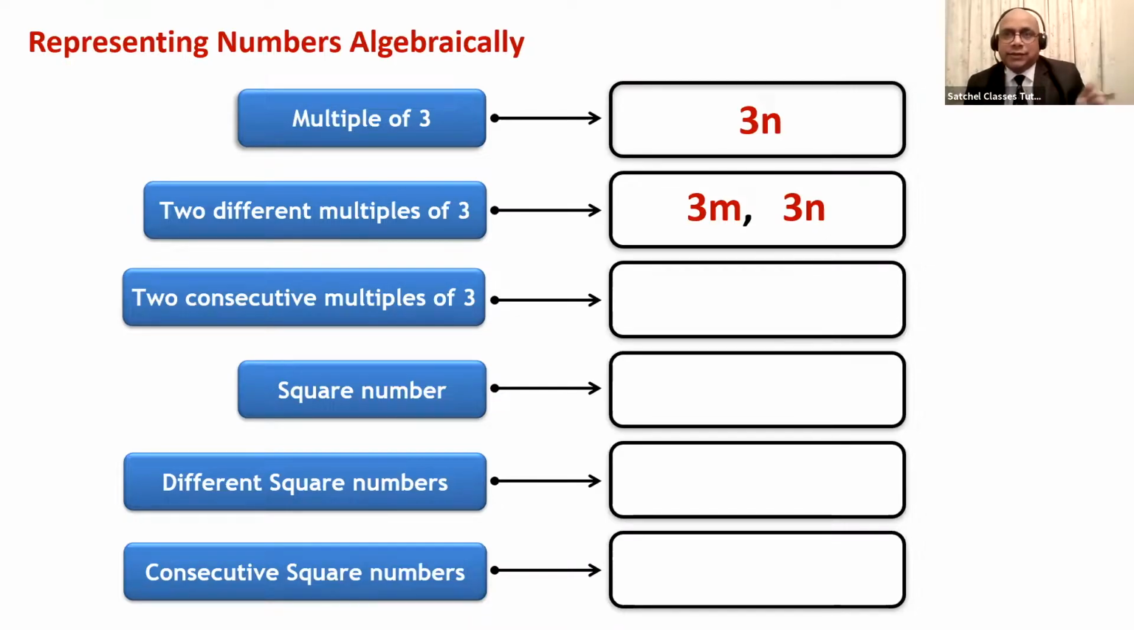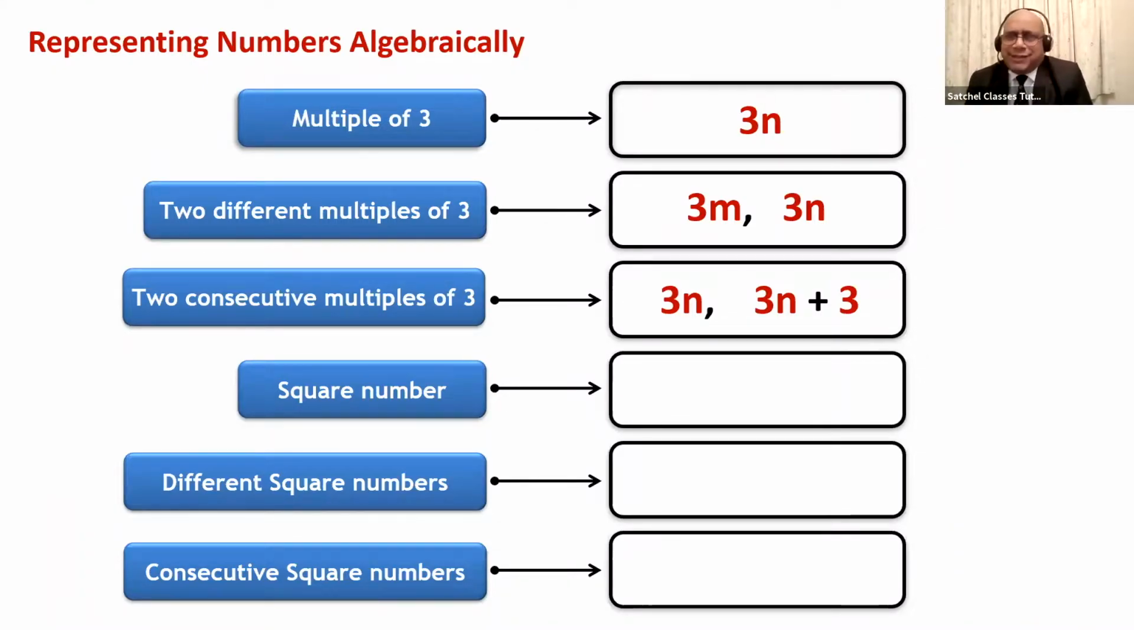Like 5 and 8, 7 and 10. No, sorry. These are not multiples of 3. Multiples of 3 would be 6 and 9, right? Difference of 3. 12 and 15, difference of 3, right? So if one of them is 3n, the other one would be 3n plus 3.